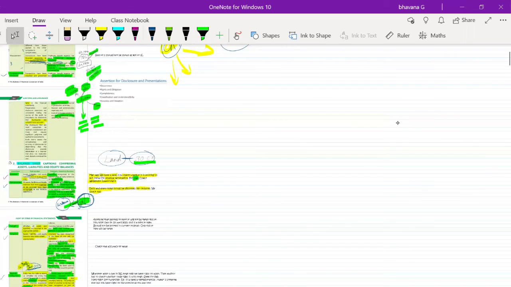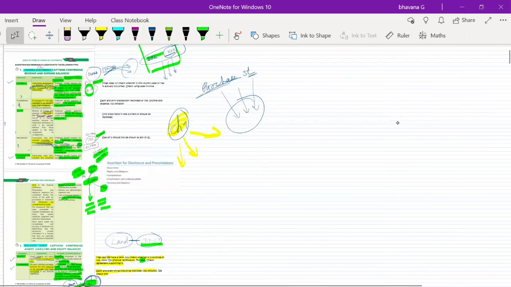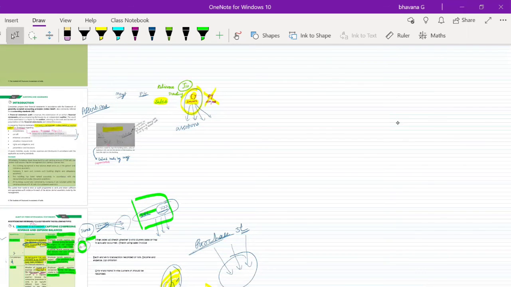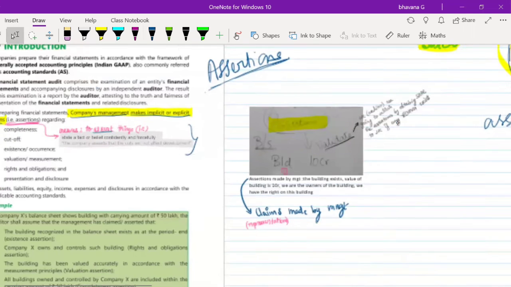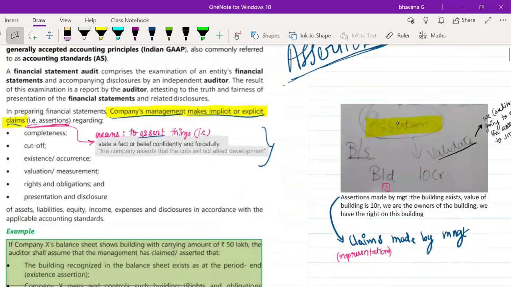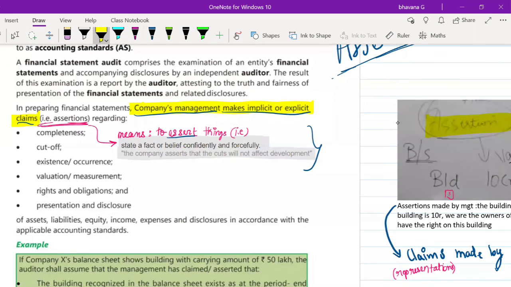So in this class, today we have studied what assertions are. Assertions are about what management is trying to tell you. Now let's go back to the definition and understand. The company's management makes some implicit or explicit claims by showing it in the financial statements. Whether that is correct or not, or what the things management is trying to tell us, is what is known as assertions. And whether the assertions are correct or not, the auditor is going to check by applying the auditing procedures.